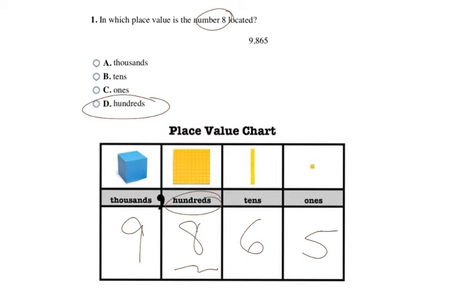Now, as you are working on these, and you get more used to them, you might be able to do it without the chart by knowing that the hundreds column is the third number over from the right. So 1, 2, 3, and that's where the 8 is. So that's another way to know that your answer is the hundreds.